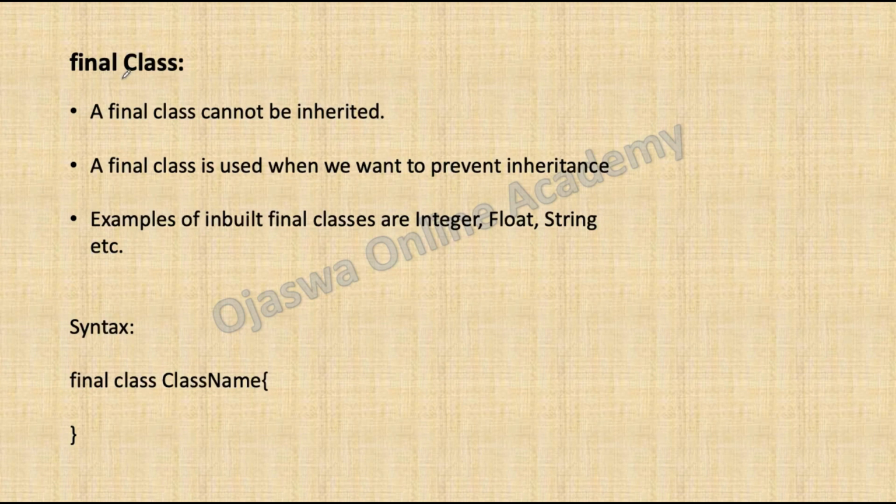Let us learn final class in detail. A final class cannot be inherited. So suppose you are a programmer and you want your class not to be inherited. In that case, you can declare your class as final. So the class cannot be subclassed. A final class is used when we want to prevent inheritance.